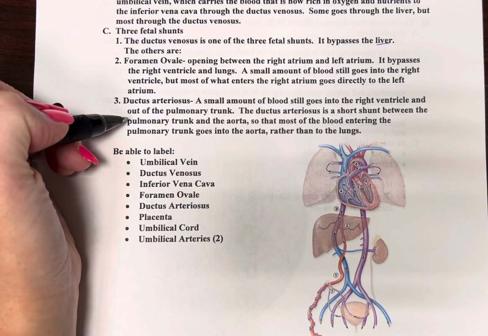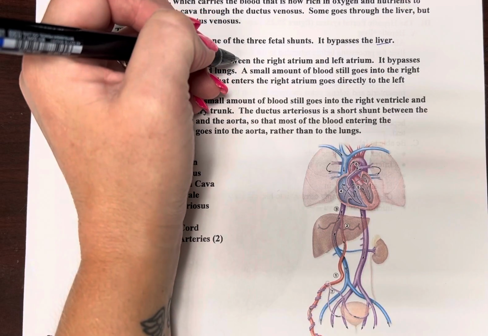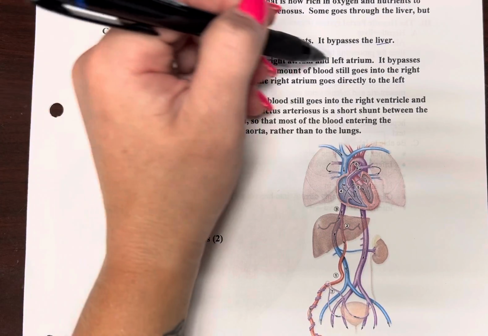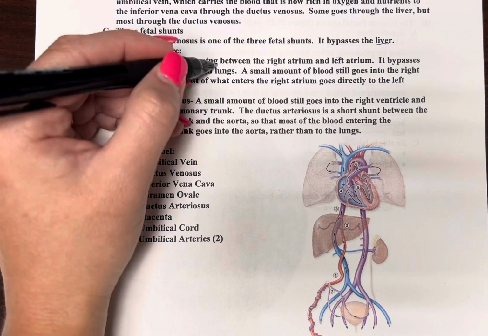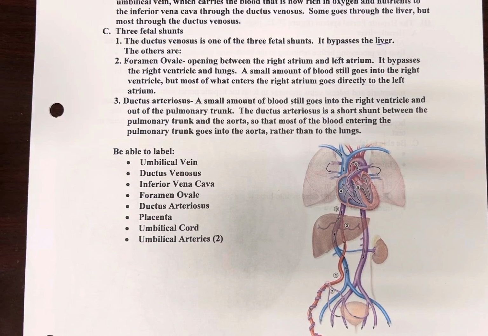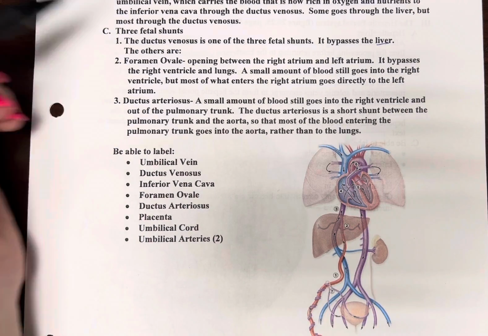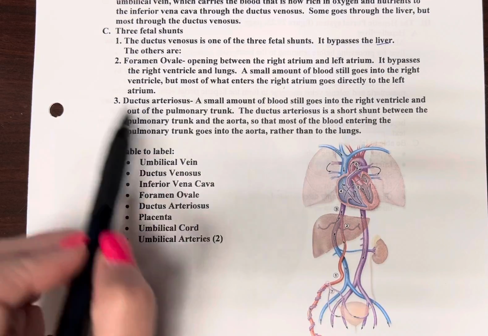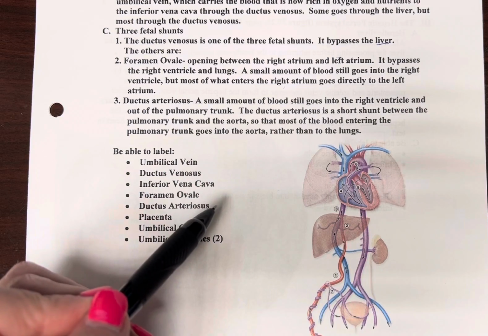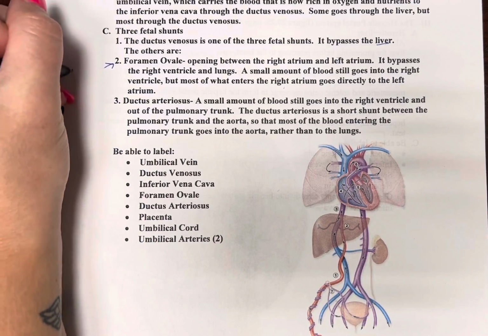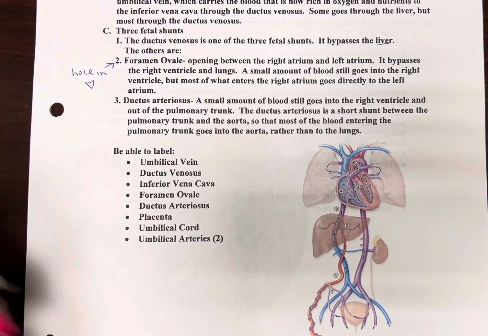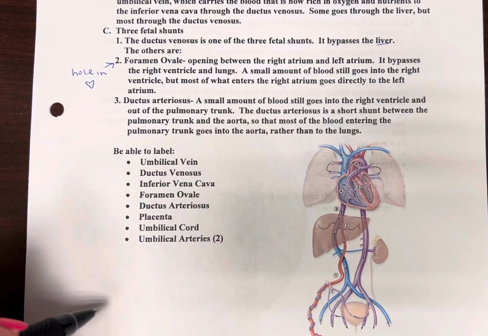Next, you have the foramen ovale. This is between the right and the left atrium. That means the blood doesn't have to go to the right ventricle and the lungs, because the lungs in the fetus aren't performing their function of gas exchange. That's done in the placenta instead. So most of what goes into the right atrium crosses over directly to the left side of the heart. This is what, if it doesn't close correctly, they call the hole in the heart.